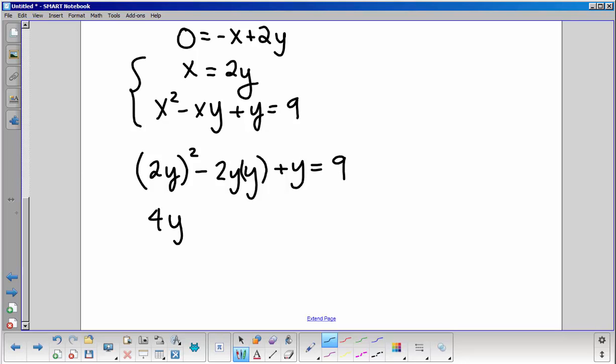So we get 4y squared minus, I think that's supposed to be y squared, I'm sorry. 4y squared minus 2y squared plus y squared equals 9.